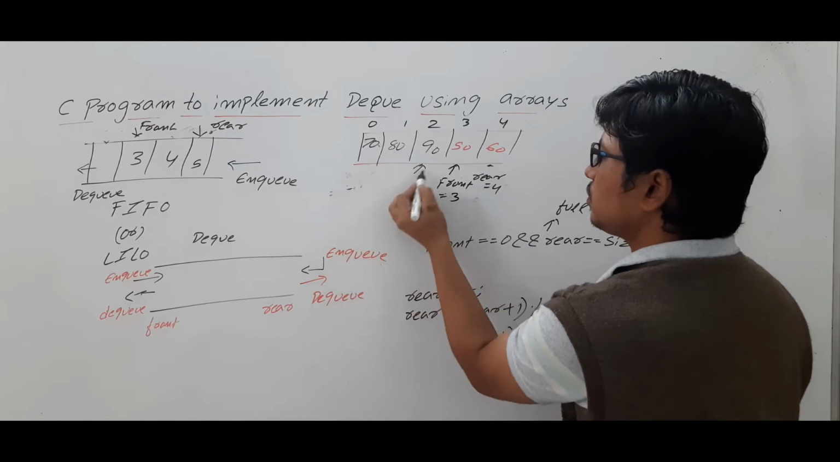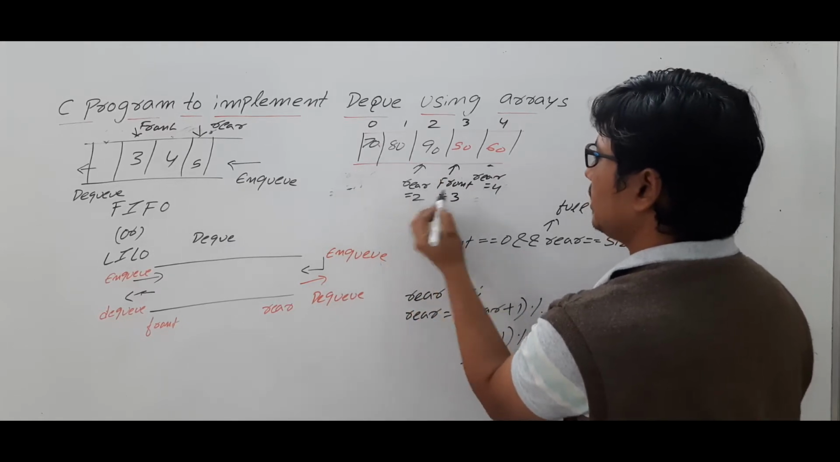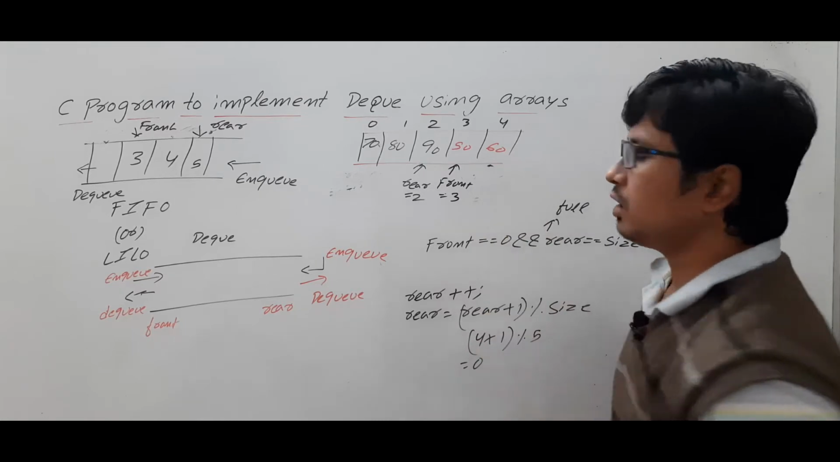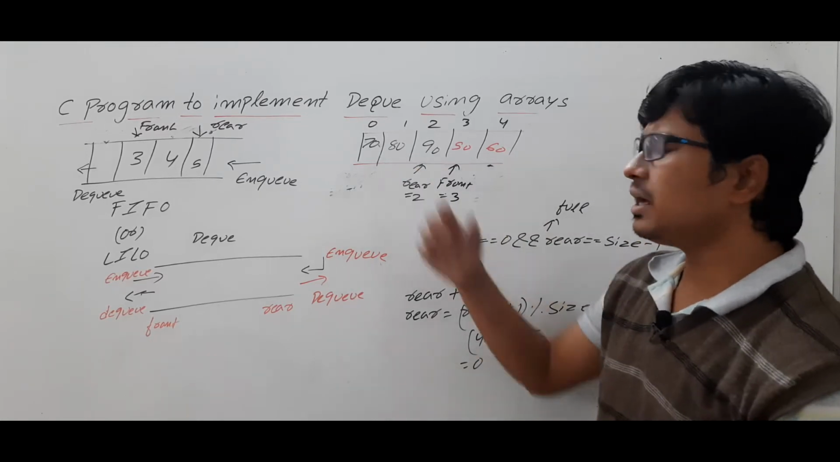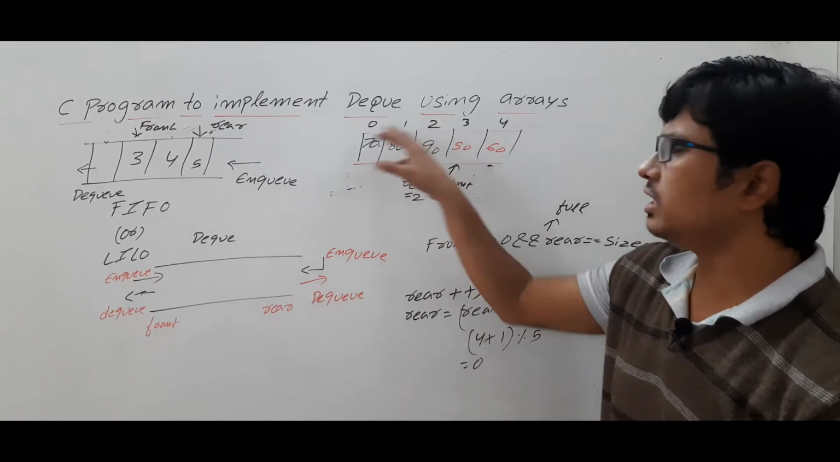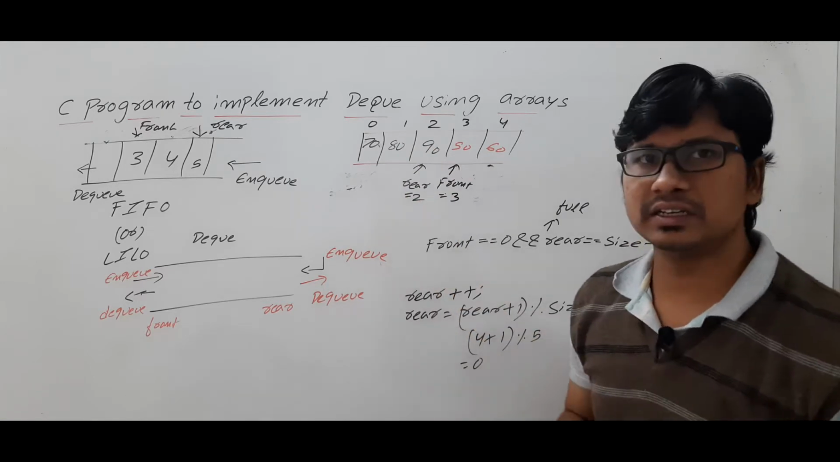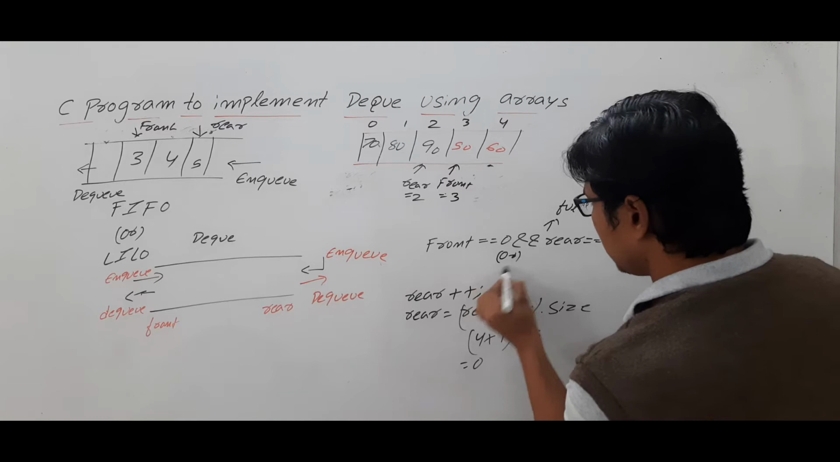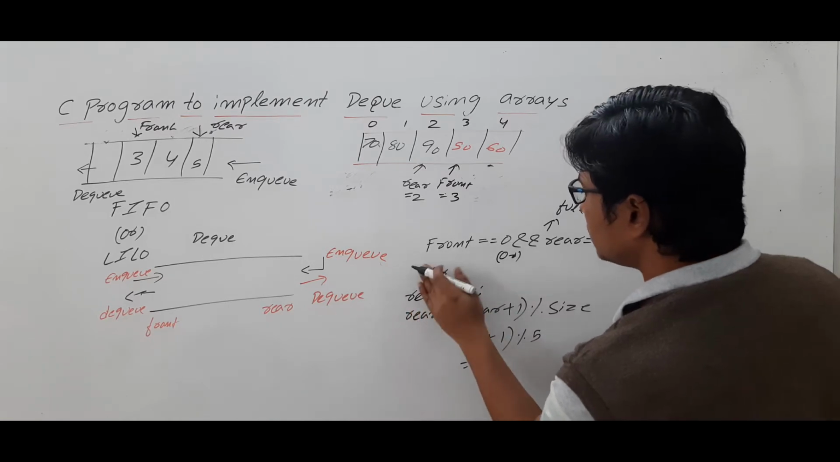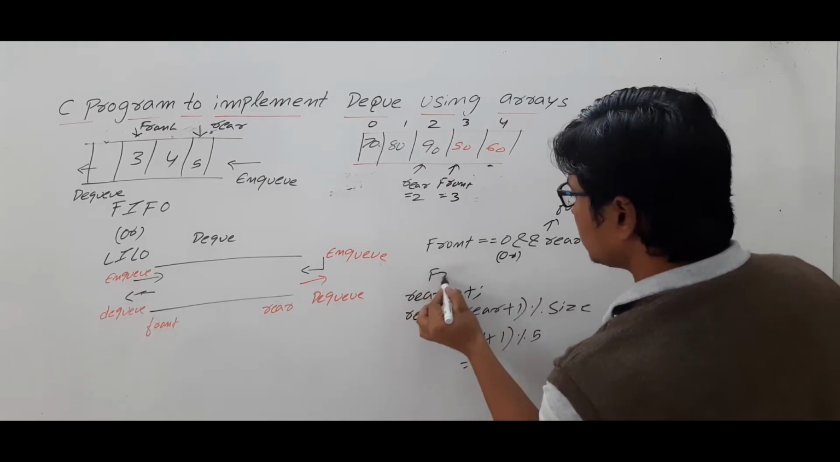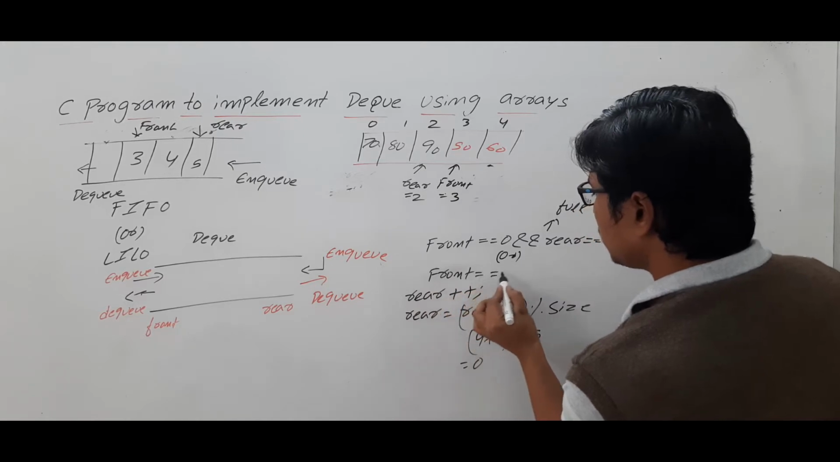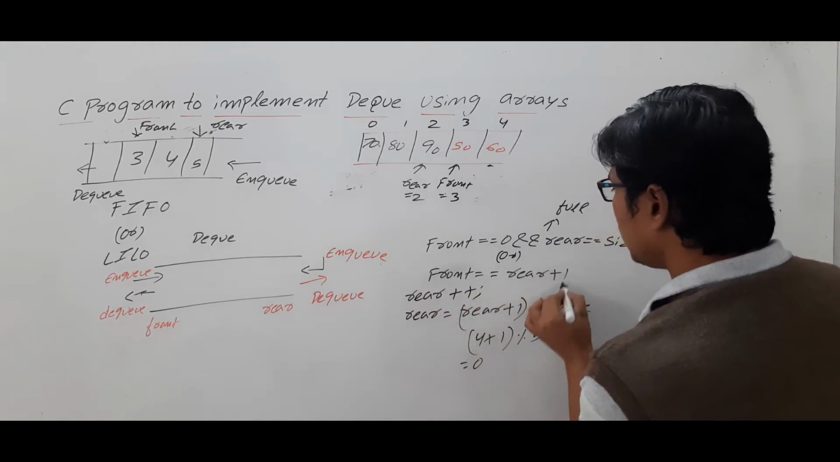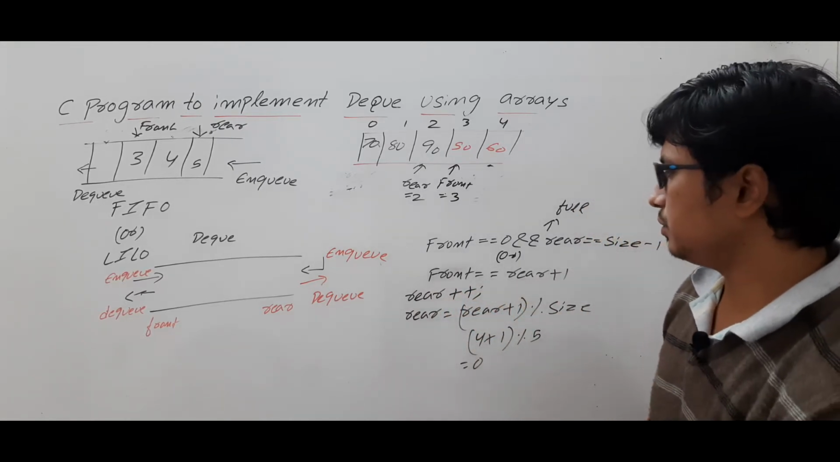Now rear is equal to 2 and front is equal to 3. Now can I say that the double-ended queue is full? Yes, all the elements were inserted. Now also I can say that the double-ended queue is full. So even this, or front is equal to rear plus 1, then also I can say that the double-ended queue is full.